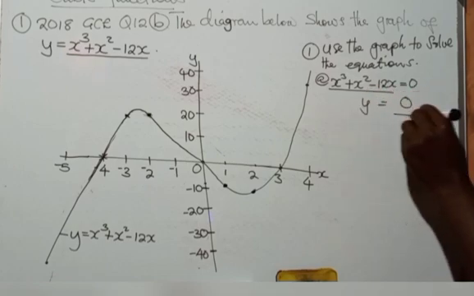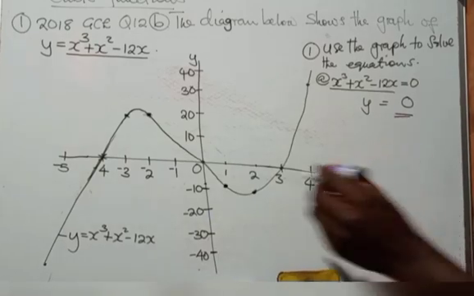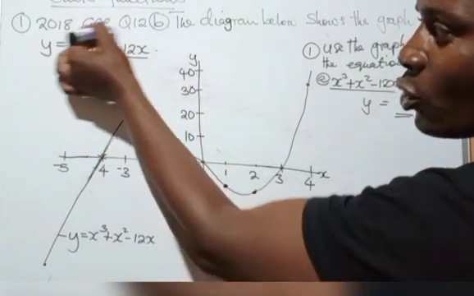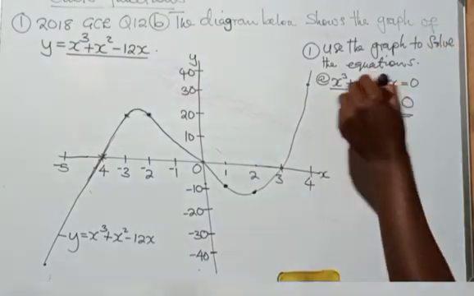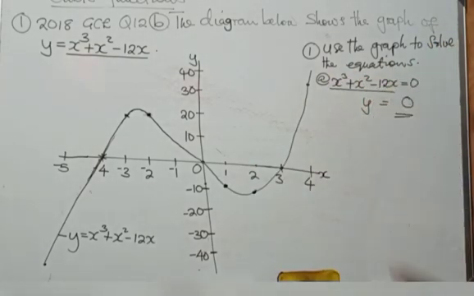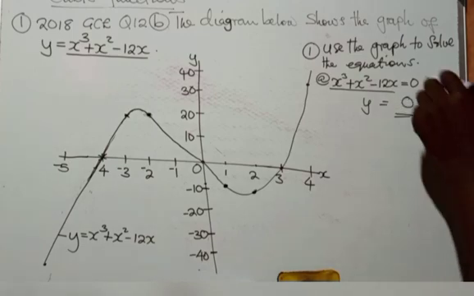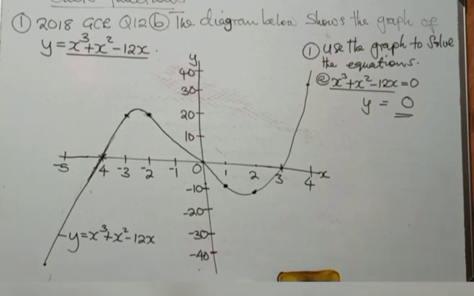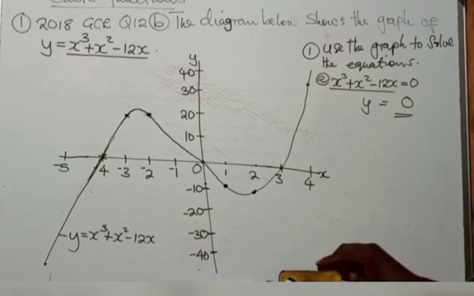Why are we equating it to y? Because we are saying y is equal to the entire equation. So where there is this equation, we are going to write y. So we are saying y is equal to 0, which we have seen there. Now, we draw a line which is y equal to 0.